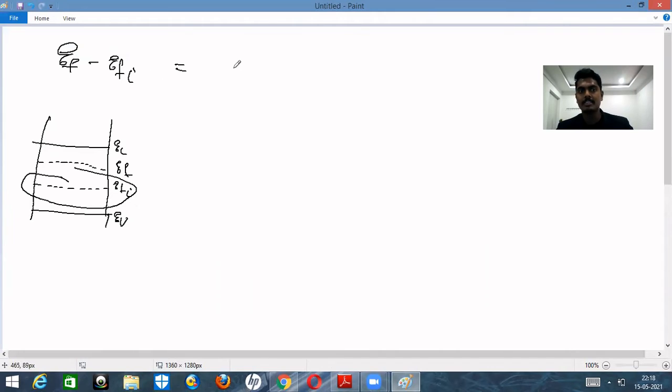EF minus EFI is nothing but KT into ln of ND upon ni. KT is nothing but VT. VT is how much? 0.0259, that is 0.03 simply. ND is the donor concentration, so that has to be known. And ni is the intrinsic concentration, which is given as 1.5 into 10 power 10. So we need to find ND. For ND we have that formula.